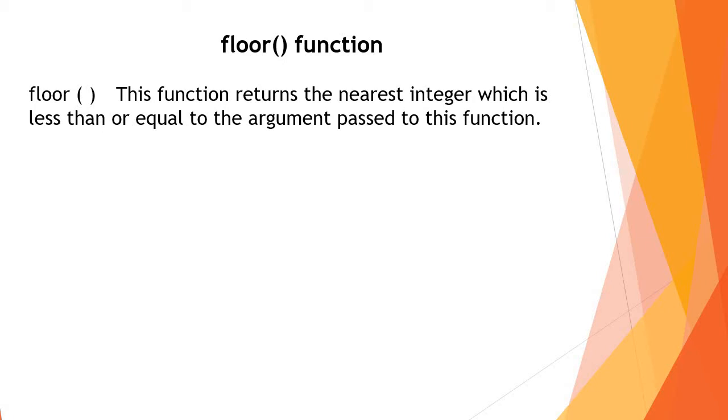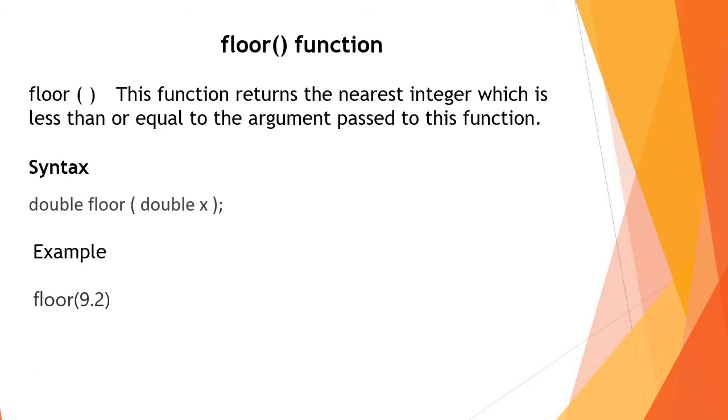The floor function returns the nearest integer which is less than or equal to the argument passed to this function. The syntax for the floor function is double floor(double x). Here, floor is the name of the function, double is the return type, and double x inside the brackets is the argument. For example, floor of 9.2 will return the value 9, the nearest integer which is less than or equal to the argument 9.2.